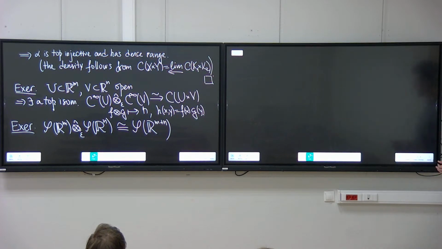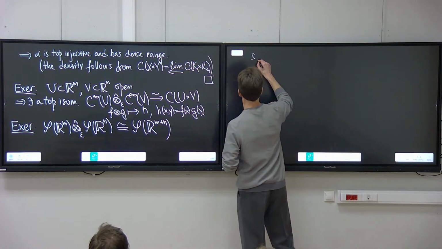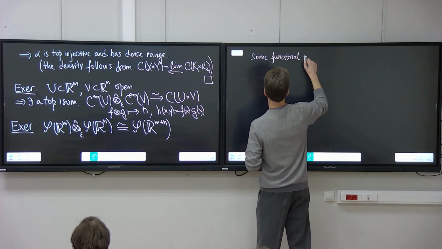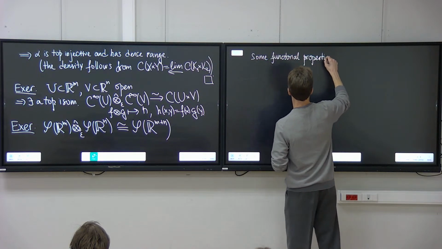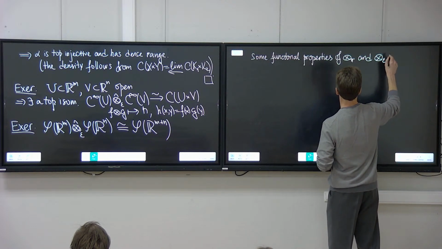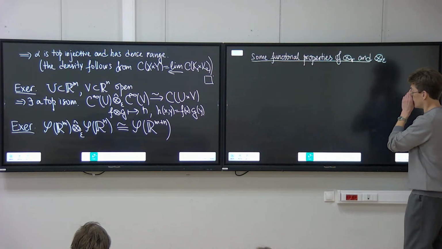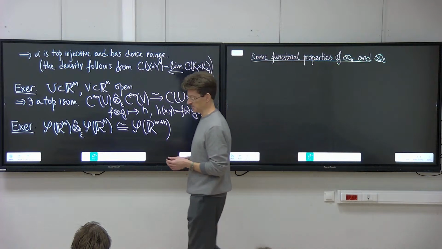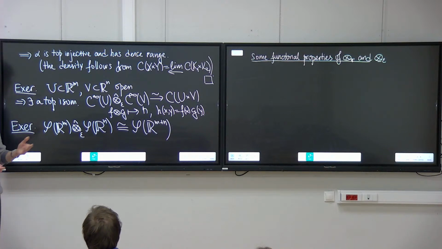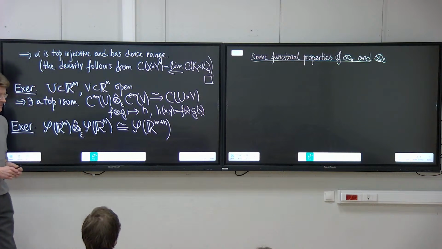Our next goal will be to discuss some functorial properties of the projective tensor product and of the injective tensor product. Let's recall, as a motivation, a well-known fact from linear algebra that the algebraic tensor product functor on the category of vector spaces is exact, in the sense that it takes exact sequences to exact sequences.